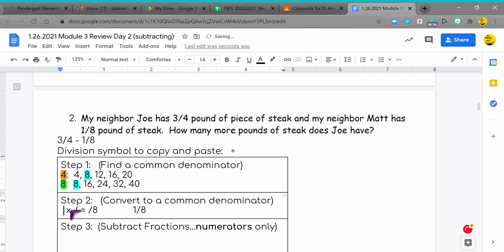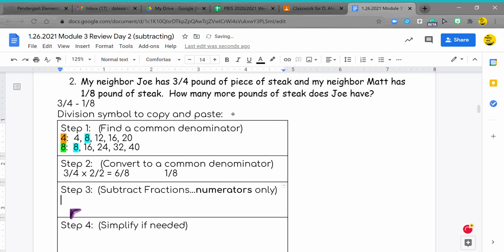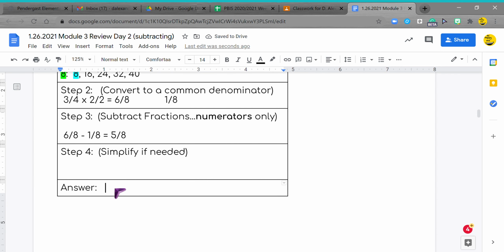Here, my 3/4, I need to fix. 4 times what gives me 8? Yes, it is 2. Well, I do the bottom, do the top. 3 times 2? Yes, 6. So I'm going to come right down here. I'm going to do 6/8 minus 1/8 equals, you're right, I'm over 8. What is 6 minus 1? Correct, 5/8. Do I need to simplify? No, why? Very good, because 5 is a prime number, and also we cannot pull out an even number of 5s from 8. So there's our answer there.